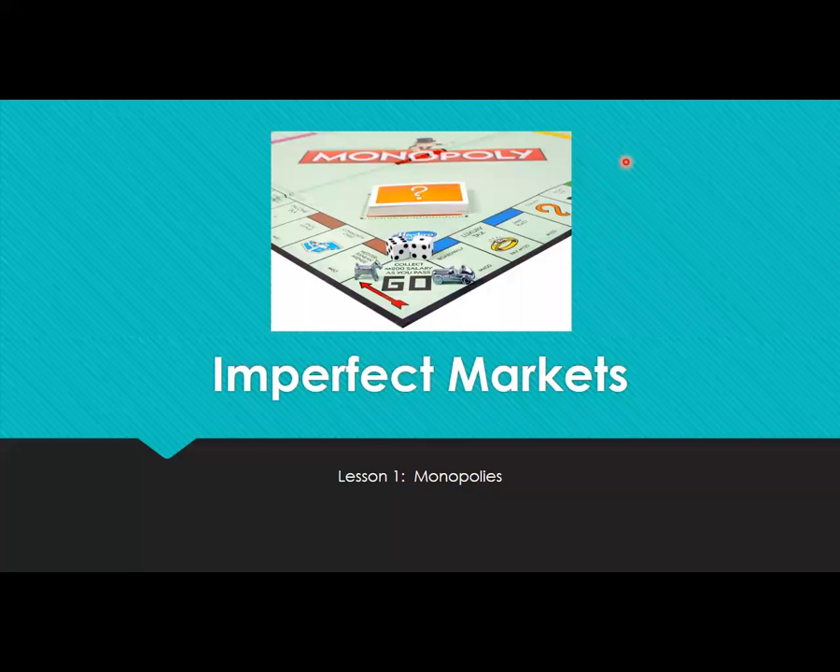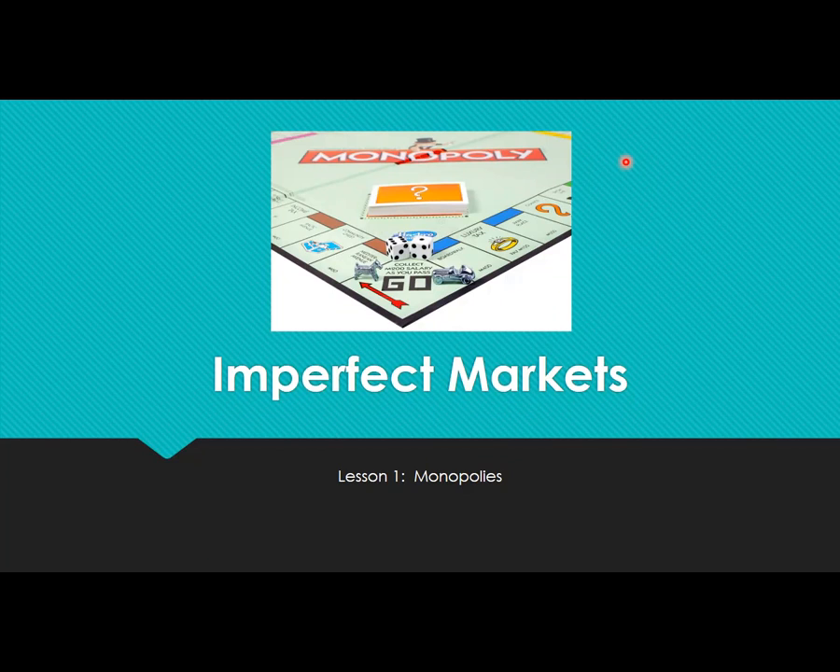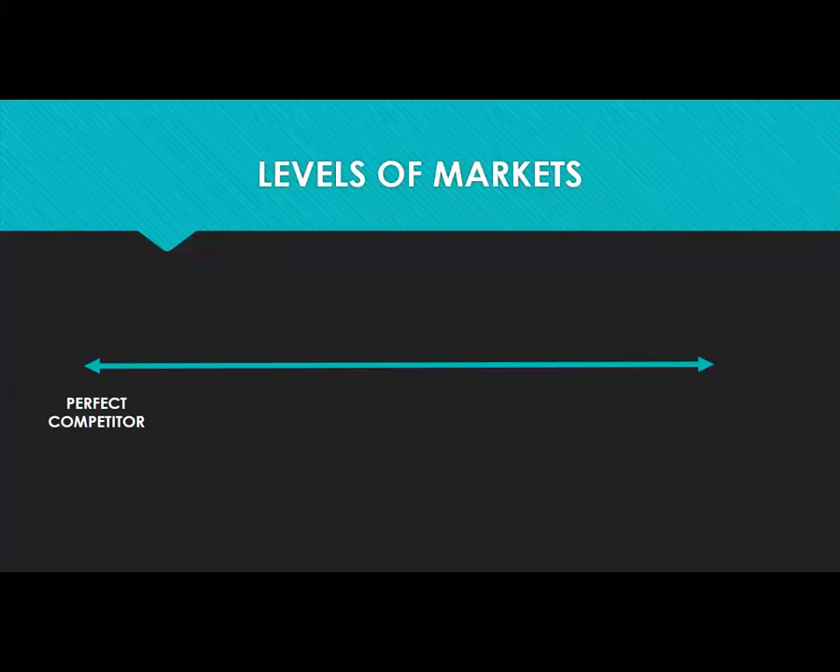Let's continue with imperfect markets. In this lesson, I will focus on monopolies. Now, if we look at a graphical representation of the different market structures, you will see that the monopoly is the furthest removed from your perfect competitor. We can almost go as far as to say that they are opposites of one another.